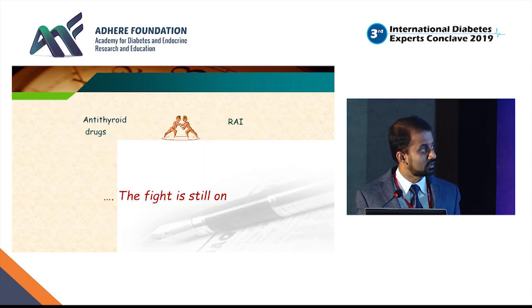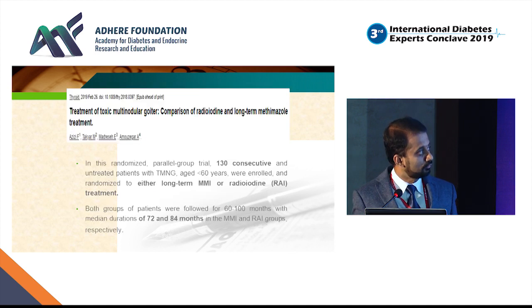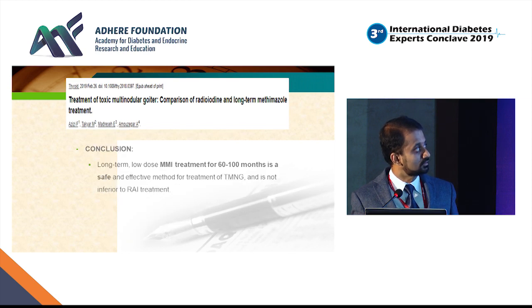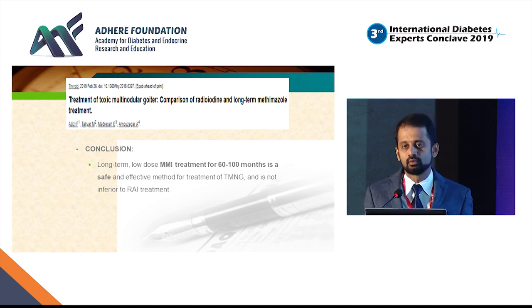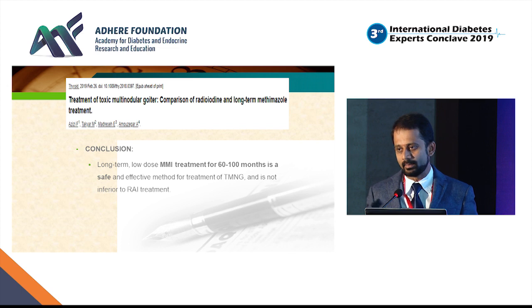and this is just a comparison of the two treatments which were available at that time. So the fight is still on which one to go for, but the evidence shows, I think, even if you want to go for long-term MMI versus radioactive iodine, it's almost a 72 to 84 months trial, and these are the side effects that happen. I'll just show the conclusion, showing that long-term low-dose MMI for 60 to 100 months is safe compared to radioactive iodine treatment. So you can use either of them, nothing wrong with that. Among the drugs, methimazole is better compared to PTU.